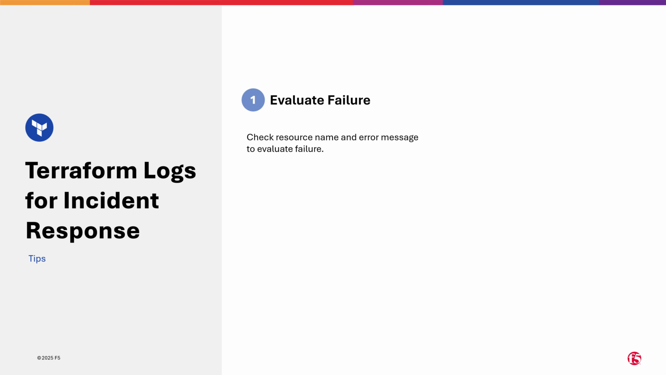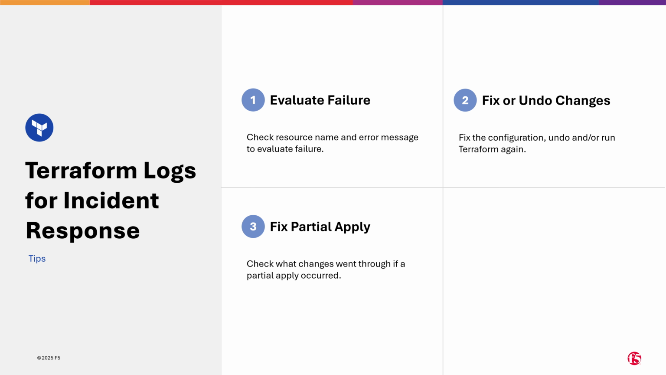Terraform usually shows the resource name and error message in the CLI output when a resource fails. Once you find the failed resource, check how serious the failure is. If the change was not critical, you might only need to fix the configuration and run Terraform again. If it was a production change, you might need to undo or fix changes that were partially applied. Terraform logs can show which resources were changed before the failure.